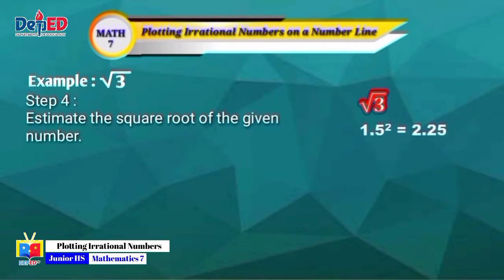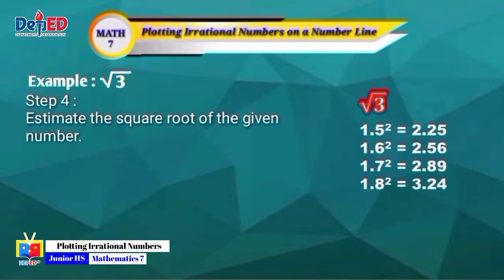1.5 squared is equal to 2.25. 1.6 squared is equal to 2.56. 1.7 squared is equal to 2.89. 1.8 squared is equal to 3.24. 1.9 squared is equal to 3.61. From these values, 2.89 is closest to 3. Therefore, the estimated value of square root of 3 is 1.7.